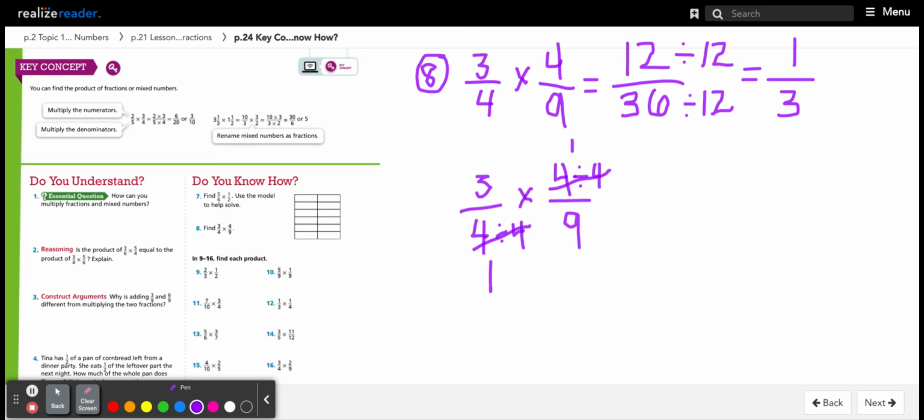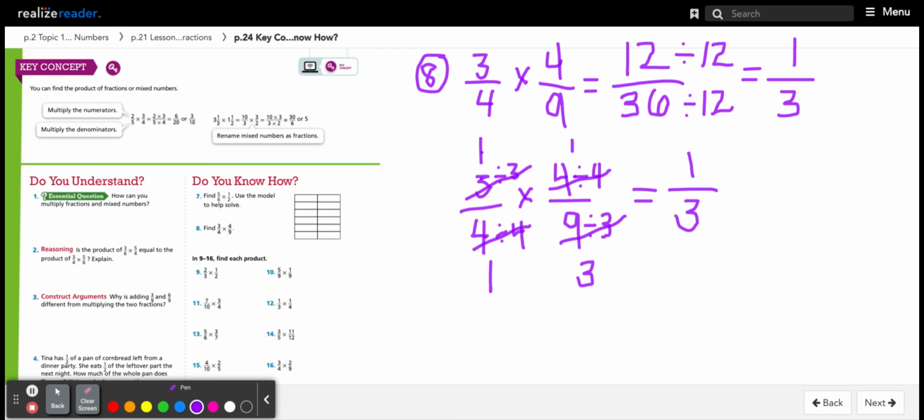Now I'm going to look at my 3 and my 9. Oh, those can both be divided by 3. So 3 divided by 3 is 1. 9 divided by 3 is 3. So now I simplified before I multiplied. Now I'm all set to multiply my fractions straight across using my new simplified numbers. So 1 times 1 is 1. 1 times 3 is 3. My answers match. I get 1/3.